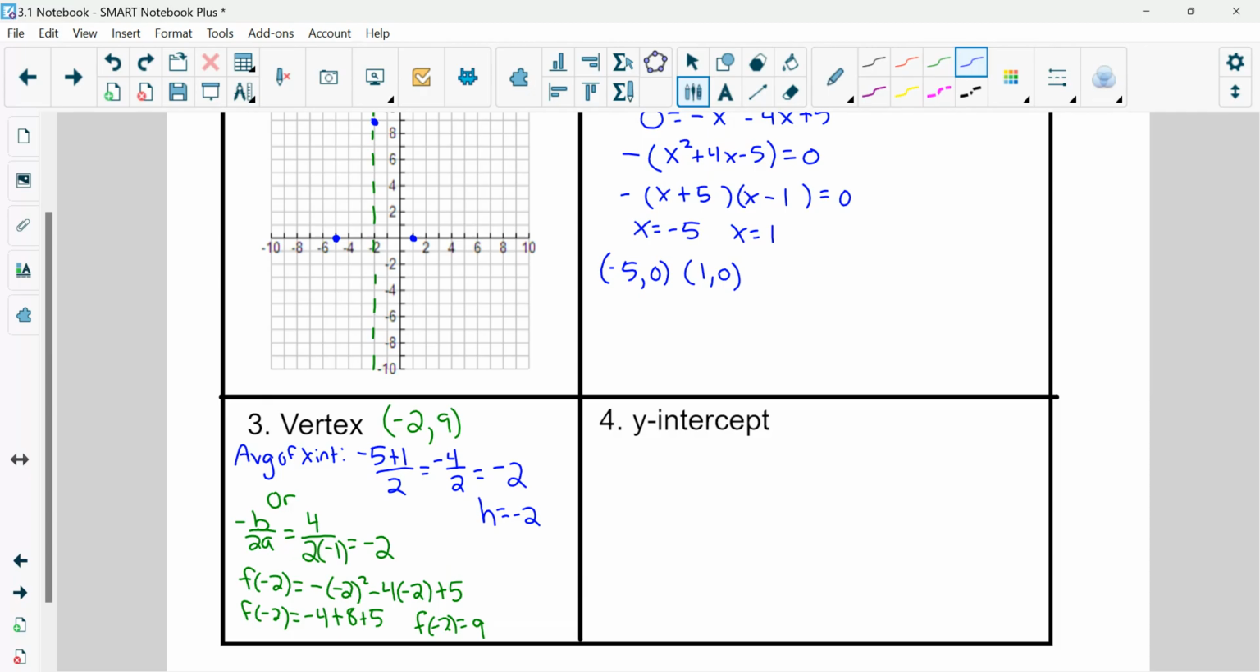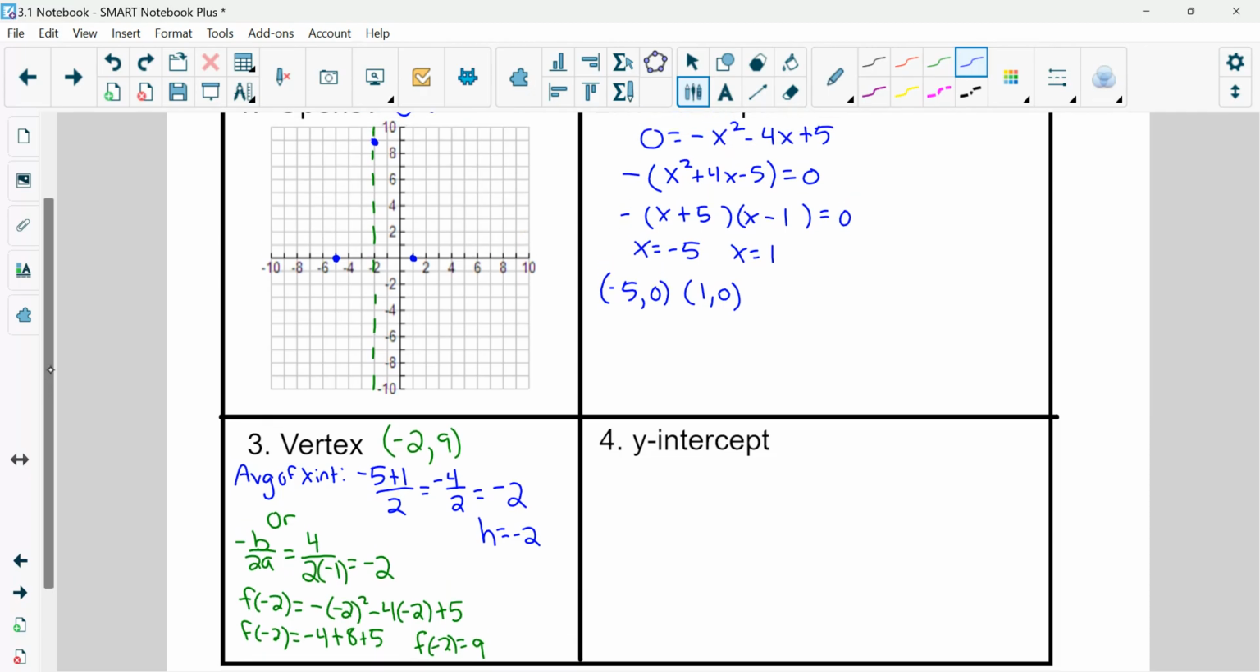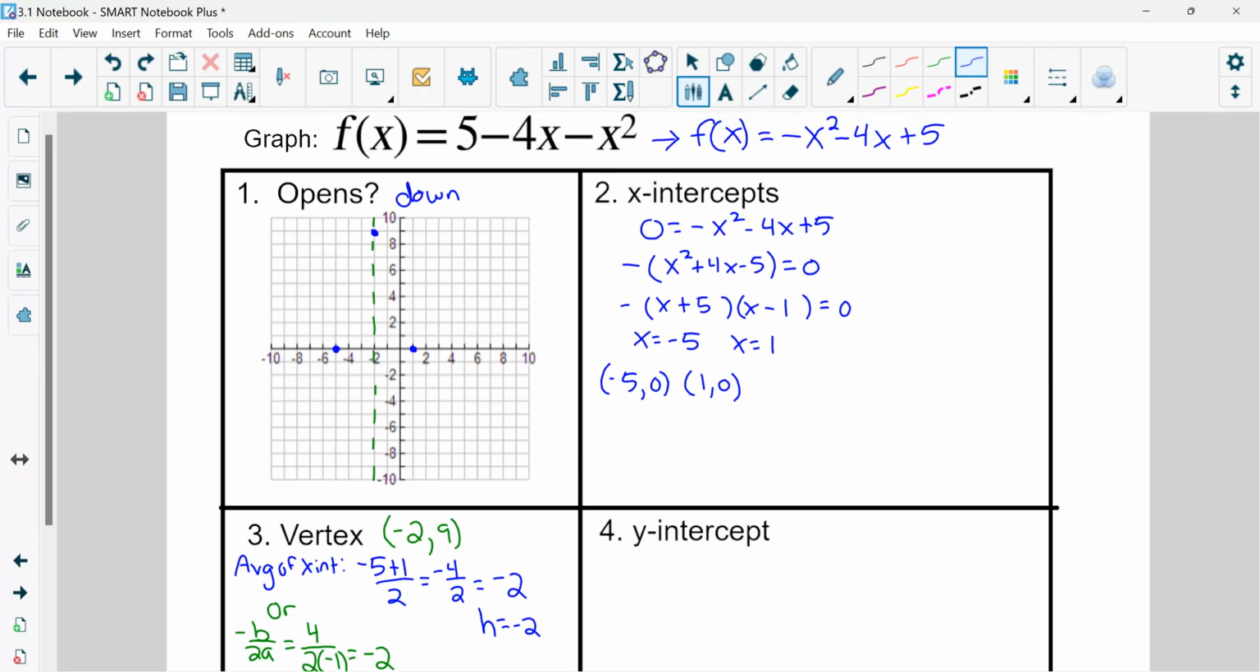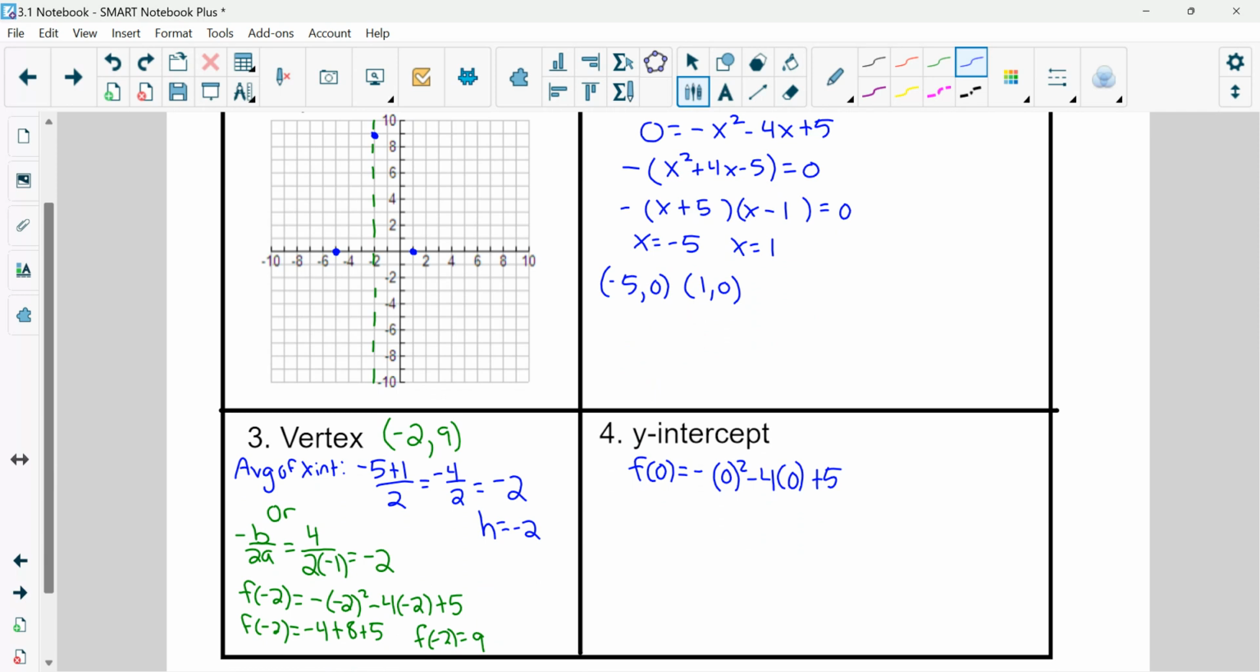All right, last thing we're going to do is find our y-intercept. So that is where we're going to plug 0 in for our x, or find f of 0. So that would be negative 0 squared, minus 4 times 0, plus 5. So the first term becomes 0, the second term becomes 0, and we're just left with the 5. (0, 5) is our y-intercept.